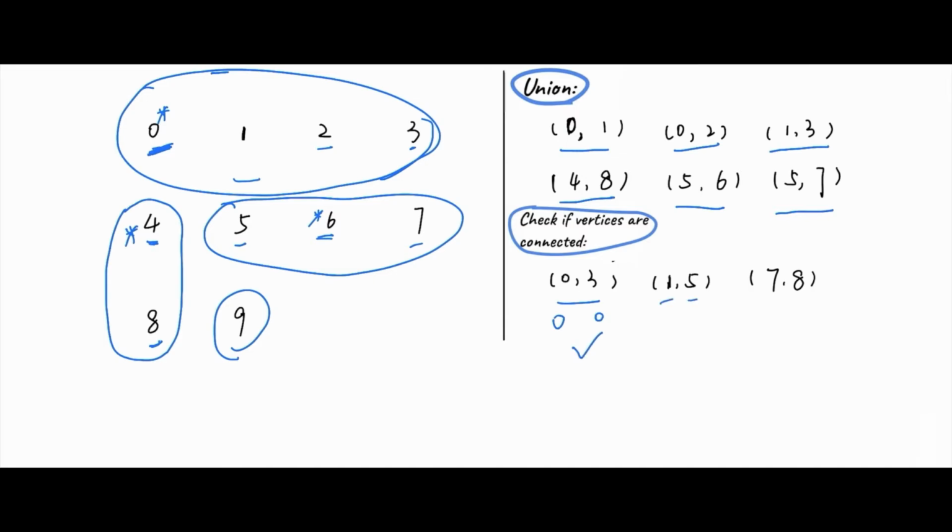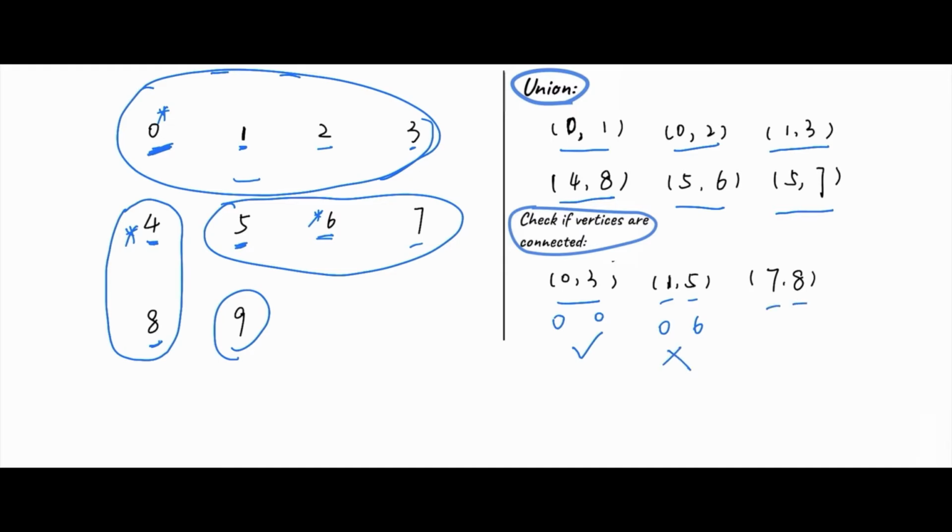Now let's look at 1 and 5. For 1, it is in the set, and its root is 0. For 5, its root is node 6. We see that 0 is not equal to 6. This means that they are not connected, which we can see as they are not in the same set.